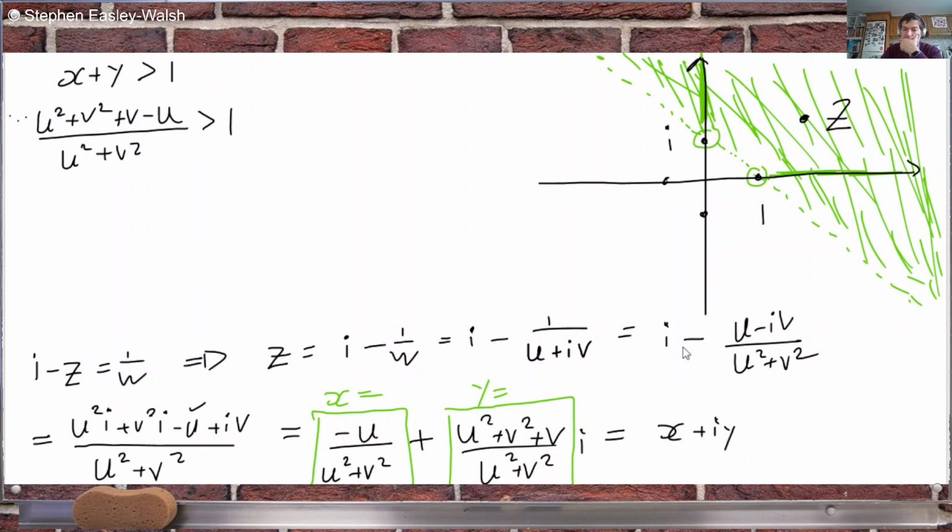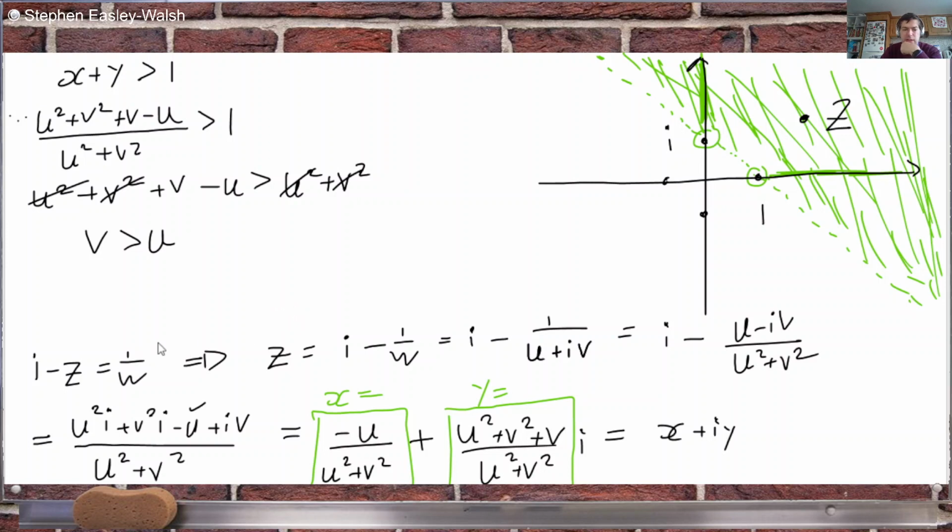u squared plus v squared i minus u plus iv. So that's minus u squared plus v. Going to need to simplify this. Oh, these have to be positive, so I can cross multiply. u squared plus v squared plus v minus u is more than u squared plus v squared. Oh, fantastic. v has to be more than u.